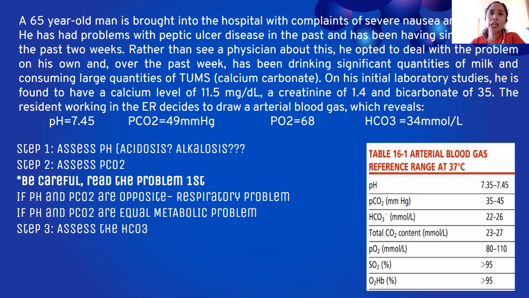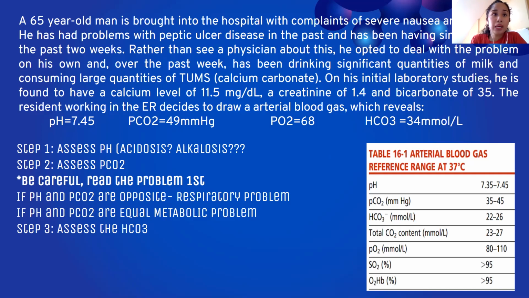The resident in the ER decided to draw an arterial blood gas test, which reveals that your pH is 7.45. So actually, it's alkaline, but it's borderline alkaline. Normal siya, di ba? Normal, class. So, pag nagiging normal, di ba, fully compensated. PCO2 49, so mataas. Bicarbonate 34. Yan. So, bicarbonate 22, so mataas rin.